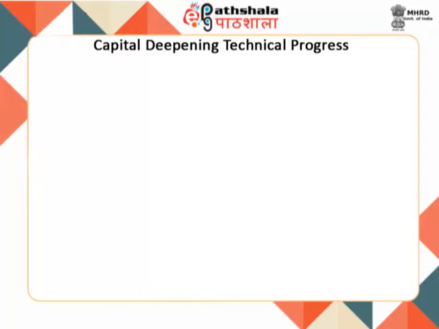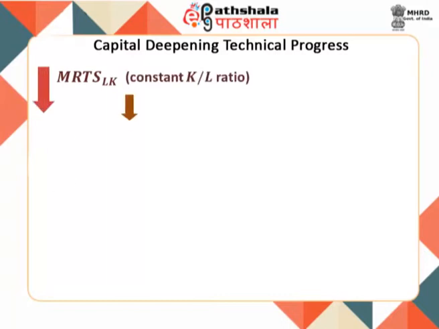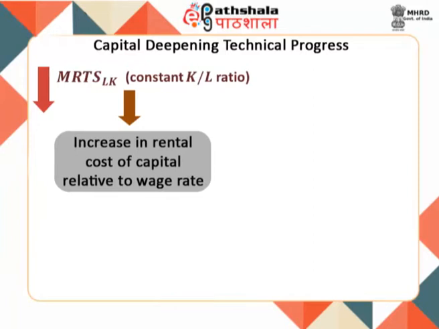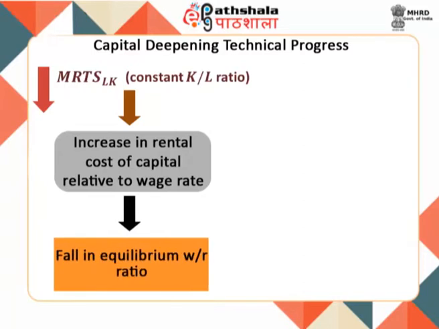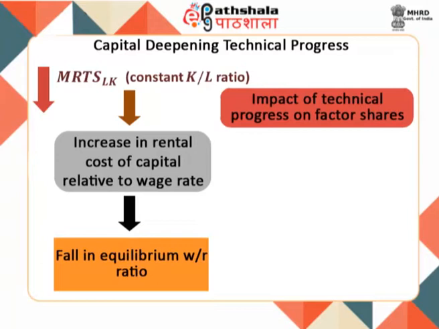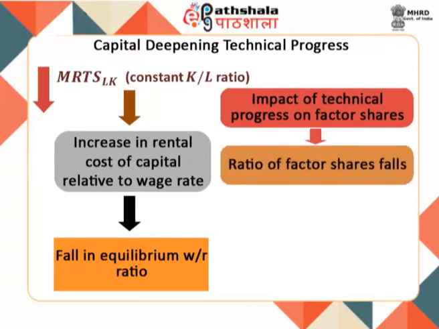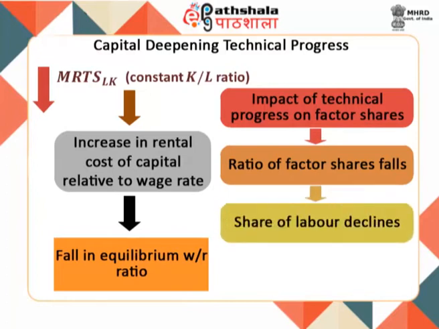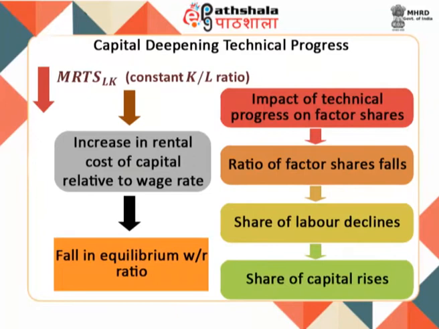Capital deepening technical progress occurs when MRTS-LK declines at a constant capital and labor ratio. This will lead to an increase in rental cost of capital relative to wage rate and consequently fall in equilibrium wage and rent ratio. The resulting impact of this technical progress on factor shares is that the ratio of factor shares falls, that is, share of labor declines while the share of capital rises.